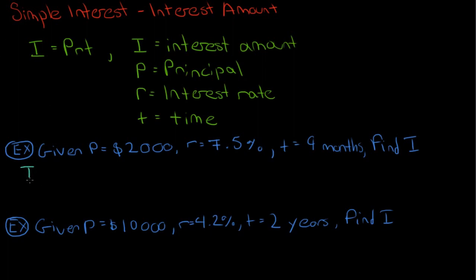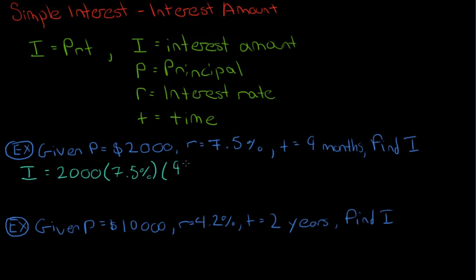So I is equal to 2000, that's our principal, times, the brackets just mean multiplication, 7.5%, and then times our T, which is 9 months. However, if you remember what I said earlier, time has to be in years because our interest rate is expressed in years, and they need to be expressed in the same unit.